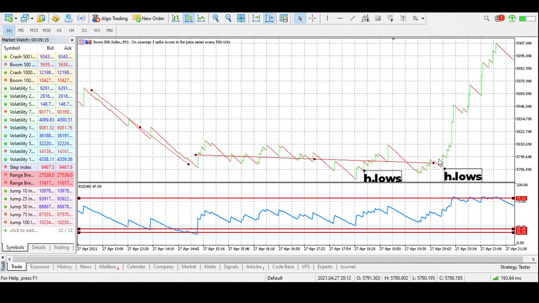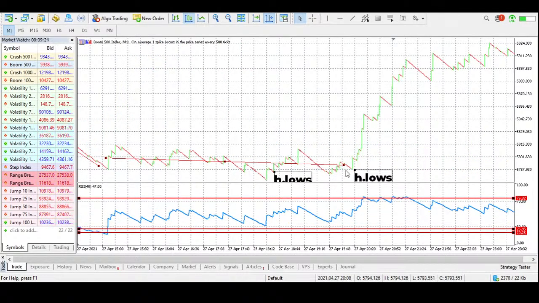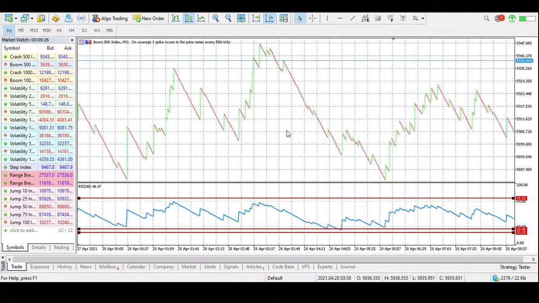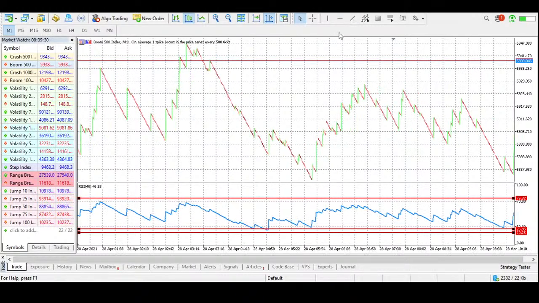At this point I'll enter and trade for spikes. Once I see higher lows after a long trend, you know spikes are coming in. So from here, a long trend happens, then you see a higher low, then you can enter and trade for a spike.